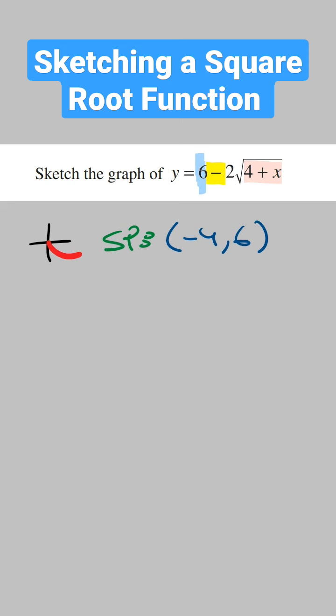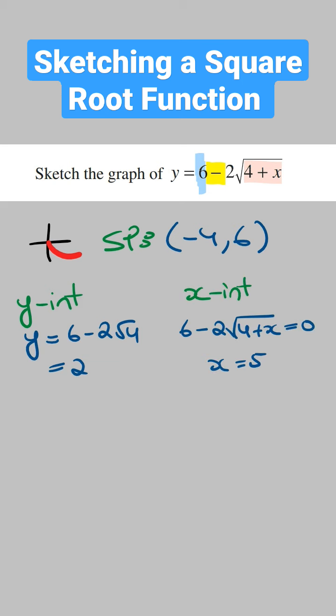Knowing the coordinates of the starting point and the shape of the graph, we can tell that it's going to have both an x and a y-intercept. To find the y-intercept, we let x is equal to 0 and then solve for y, and so if you do this, you're going to get y is equal to 2. For the x-intercept, we let y is equal to 0 and then solve for x, and so doing the algebra, you'll get x is equal to 5.